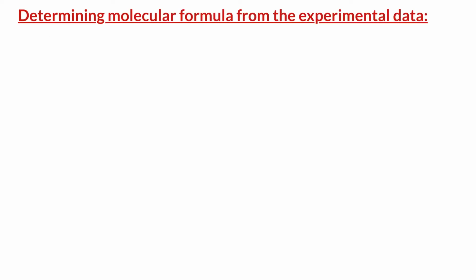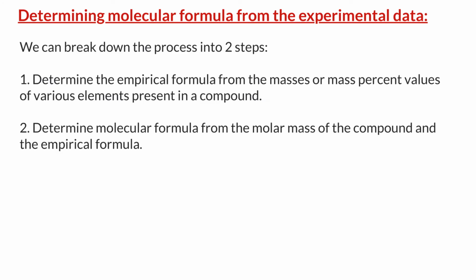One of the first things chemists do when they synthesize a new molecule is to determine its molecular formula. In the next few slides, we will learn how to determine the molecular formula of an unknown compound based on some experimental results. We can break down the process into 2 steps.